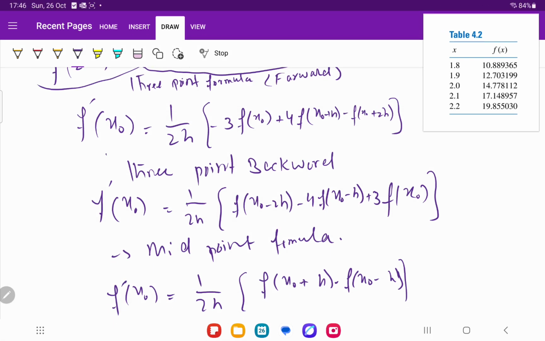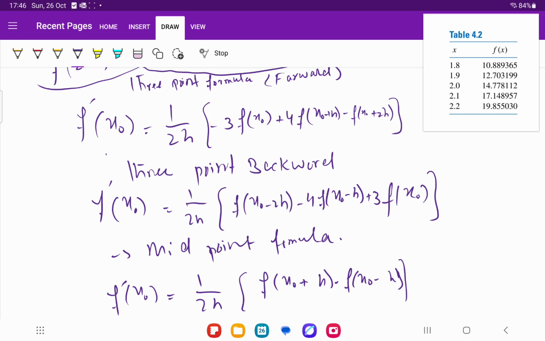So if you could see that, if you want to generate f dash at 1.8, it means that if you are using the forward difference formula, you would require f of x naught plus h and f of x naught plus 2h. So it means that you would require 1.9 and 2, which is there already.